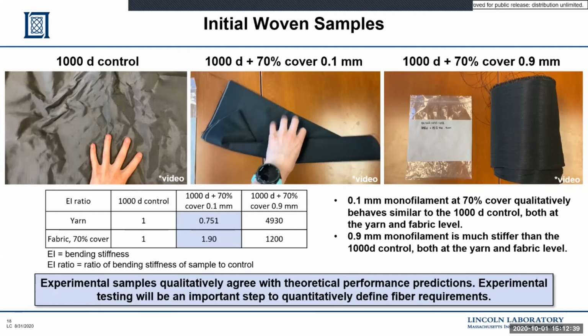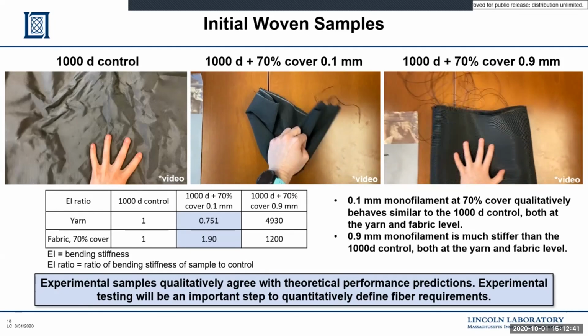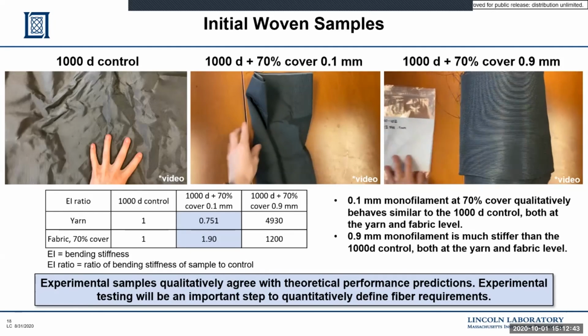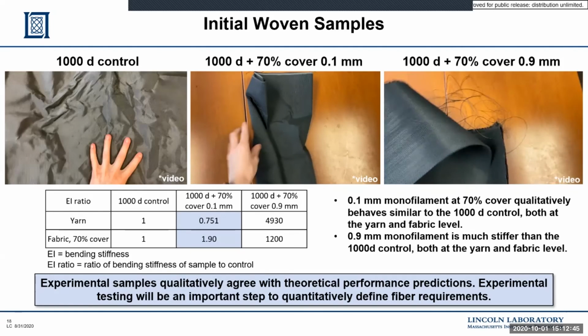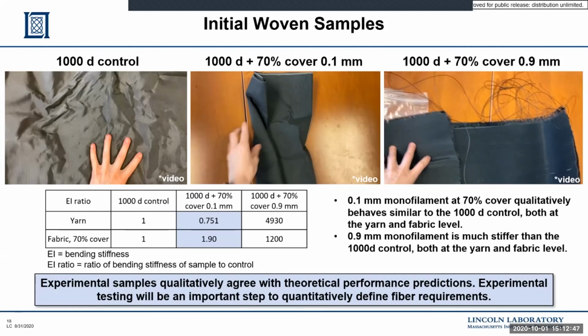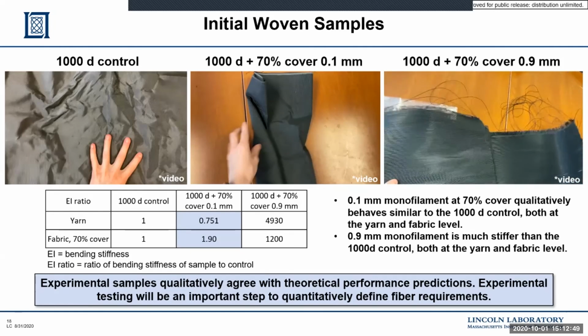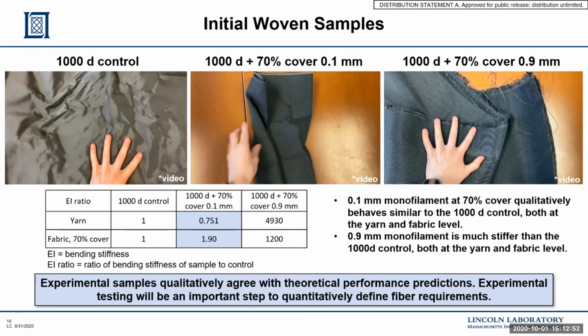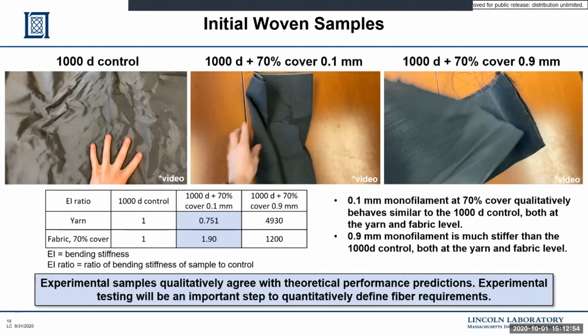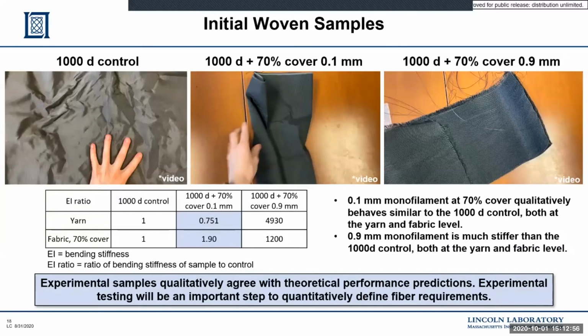And then on the far right, we have the 900 micron monofilament. And this you can see is distinctly different. It's retaining the stiffness of the monofilaments as we move and bend it, and clearly has different behavior than the control sample itself. And so what we've seen in these videos is all consistent with our analytical predictions.